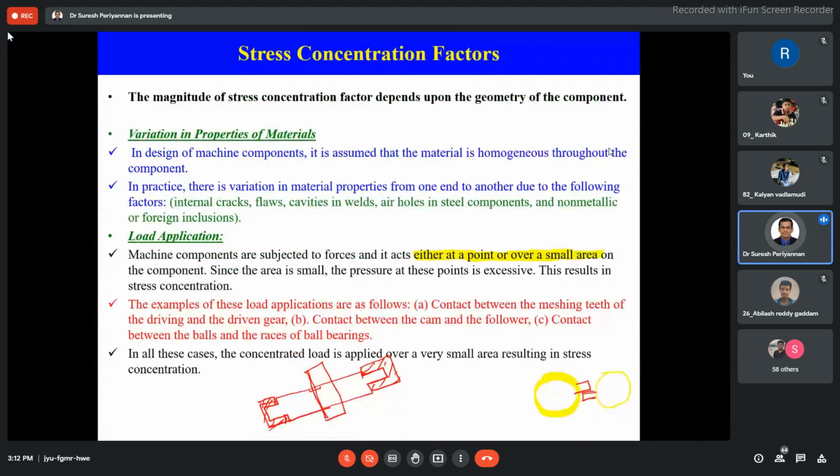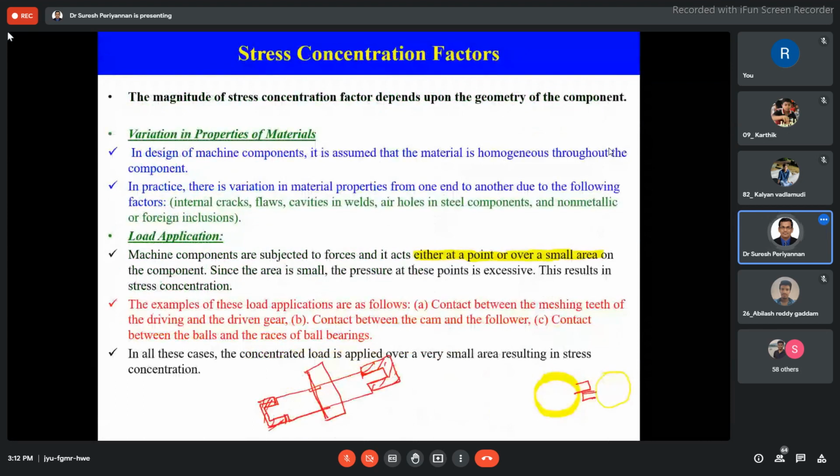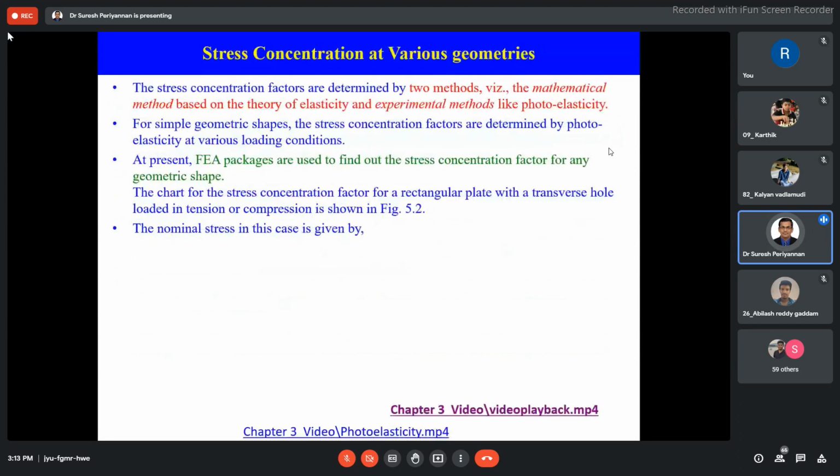This is what we discussed. What are the parameters to be considered for reducing the stress concentration factor? We discussed in yesterday's class: variation of material properties, load applications, abrupt changes, change in cross section of the specimen, discontinuities present in the specimen, and machining cracks, which also have a big impact on stress concentration. We have seen one video also. Okay, now we come to this one.